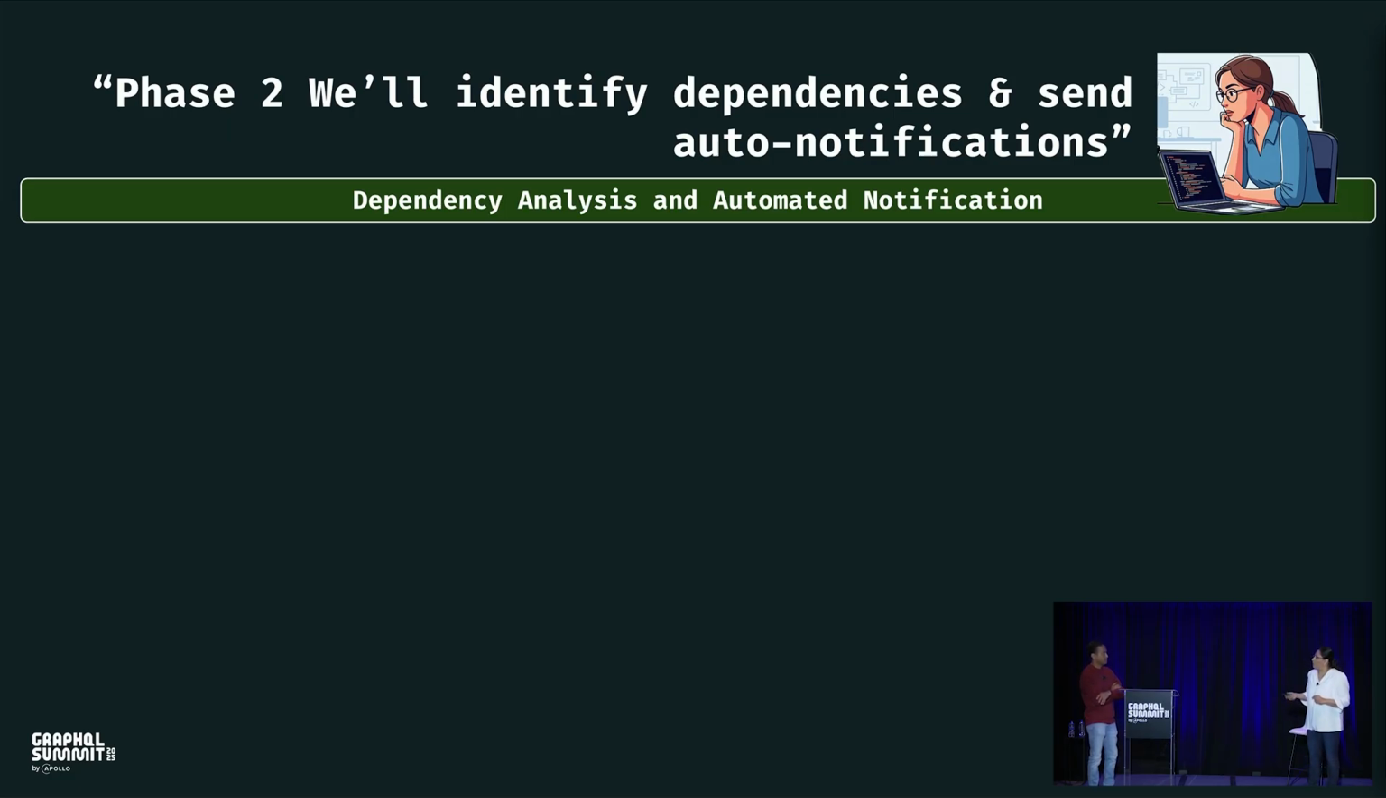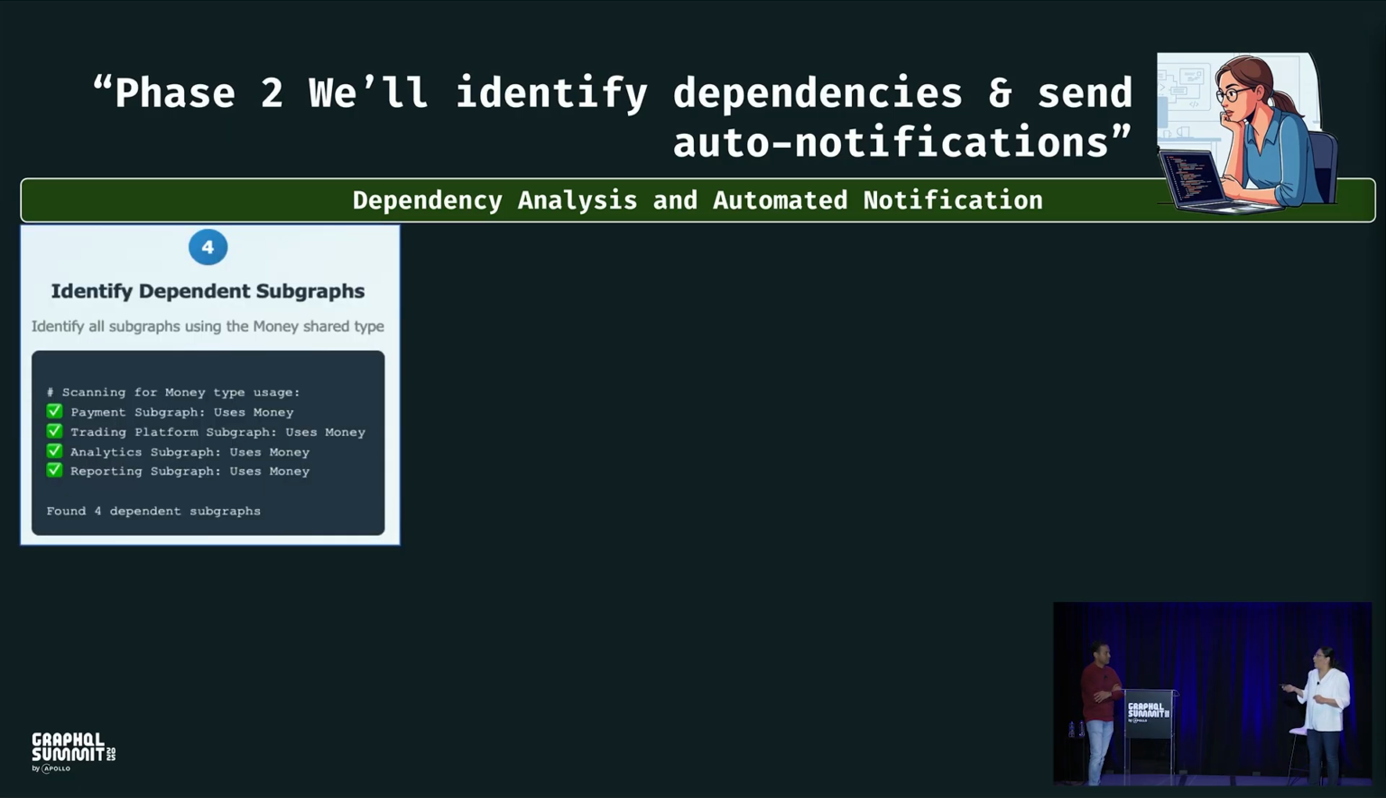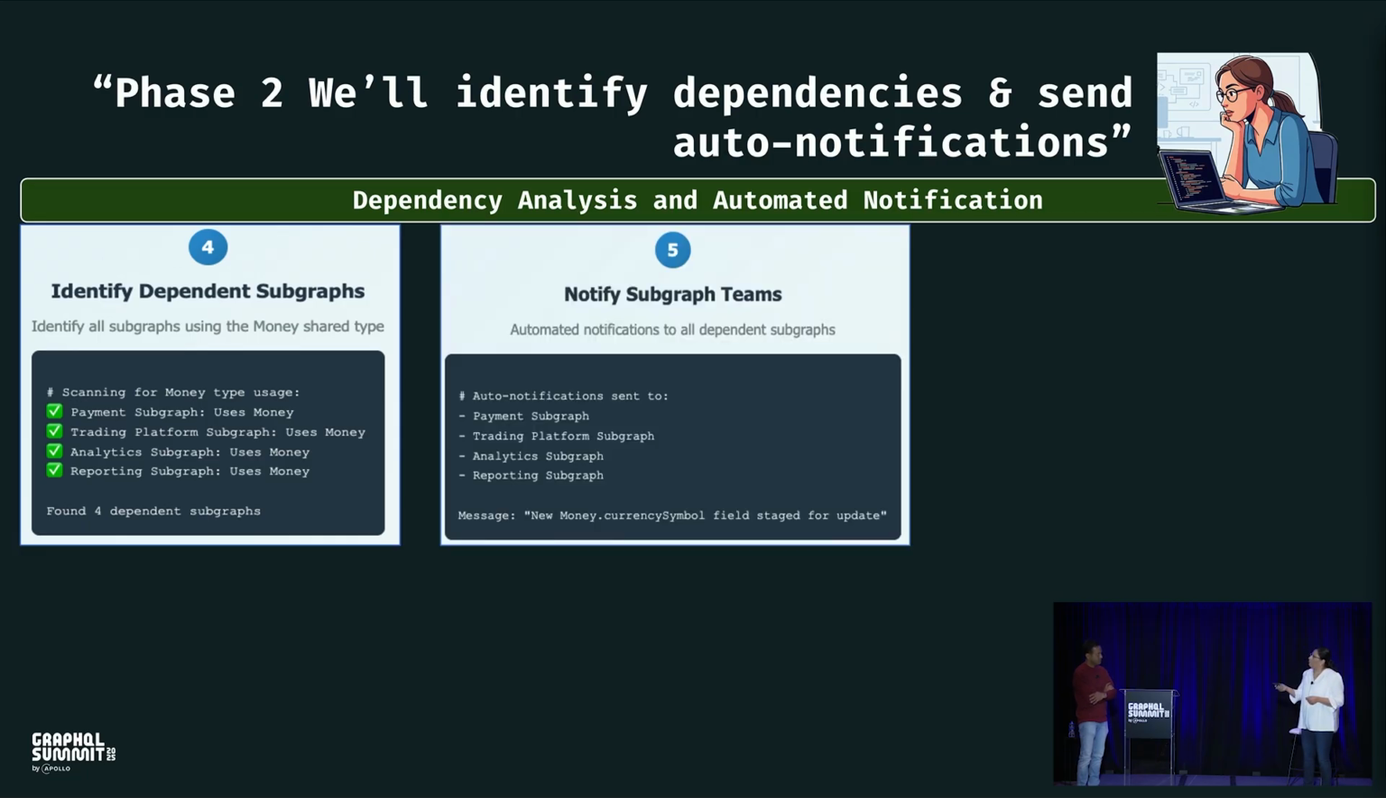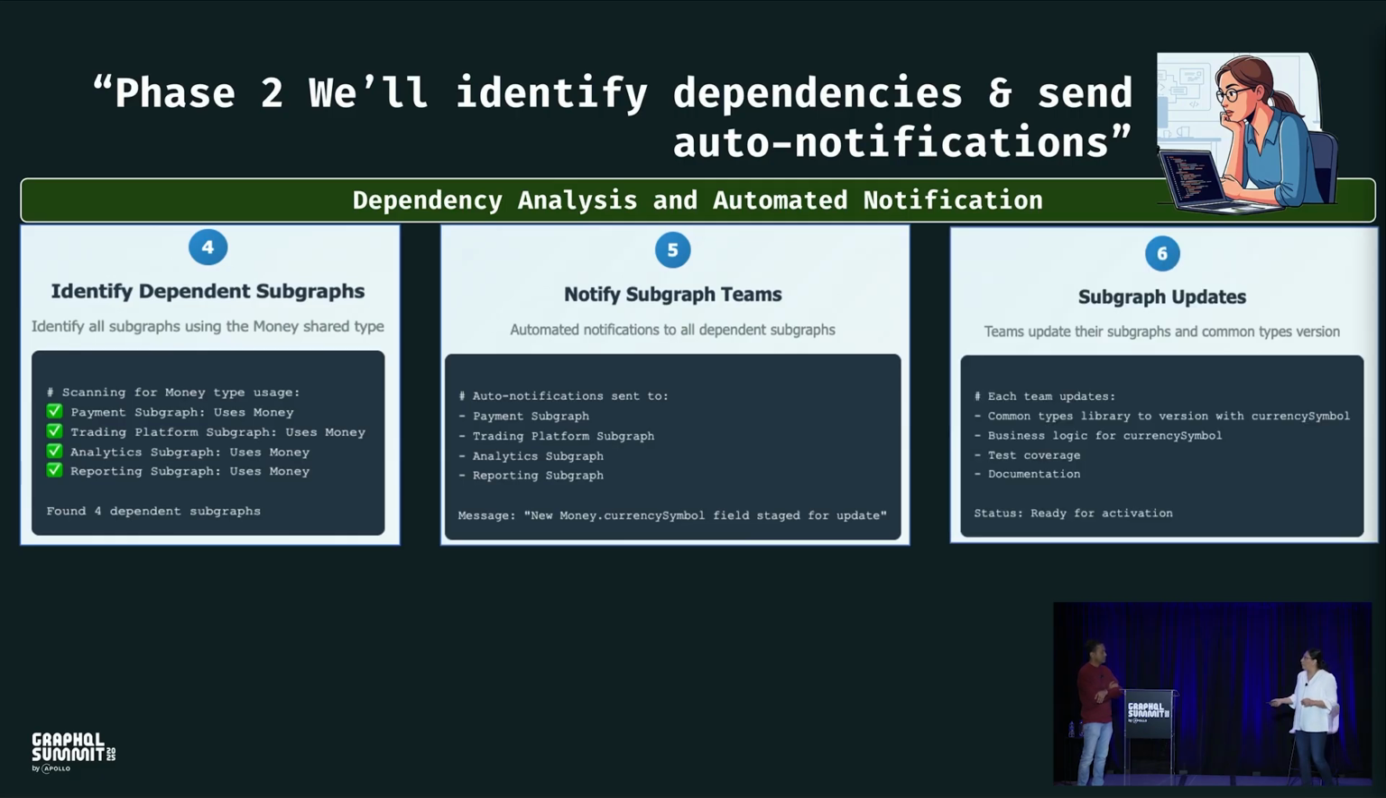Let's see those steps. First is to auto-identify the dependent subgraphs using the shared type, in this case, money. Next step is to actually send them notifications along with the version of the shared types that contains the new field, so they can upgrade it. And the next step is that the subgraph updates the common types version.